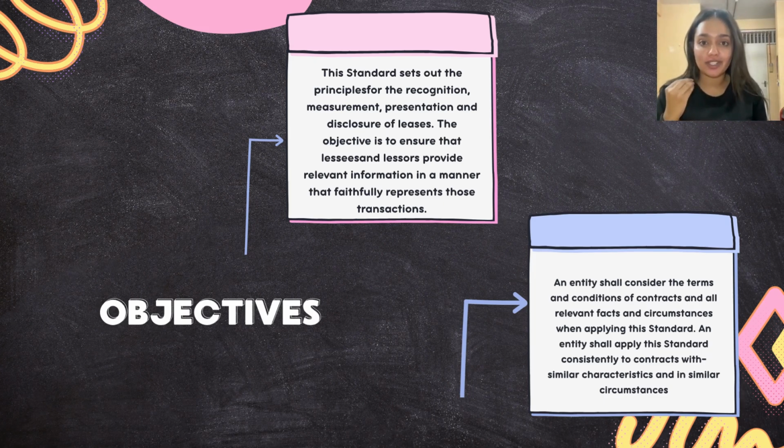So now we're going to talk about the objective. This standard sets out the principle for recognition, measurement, presentation, and disclosure of leases. The objective is to ensure that lessee and lessor provide relevant information in a manner that faithfully represents those transactions. Other than that, an entity shall consider the terms and conditions of contracts and all relevant facts and circumstances when applying this standard. An entity shall apply this standard consistently to contracts with similar characteristics and in similar circumstances.